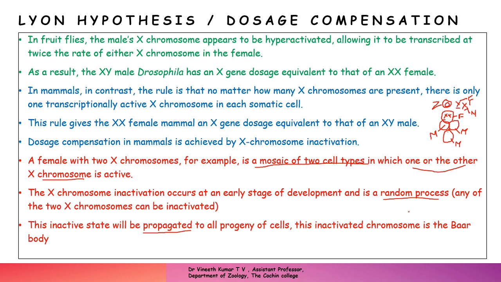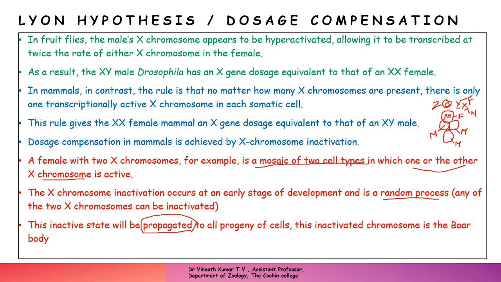And at last, a complete embryo or a complete female will be formed. So when a complete female is formed, this random manner of inactivation occurs. The next term that we are going to discuss is propagation. After the random process, this inactive state will be propagated.